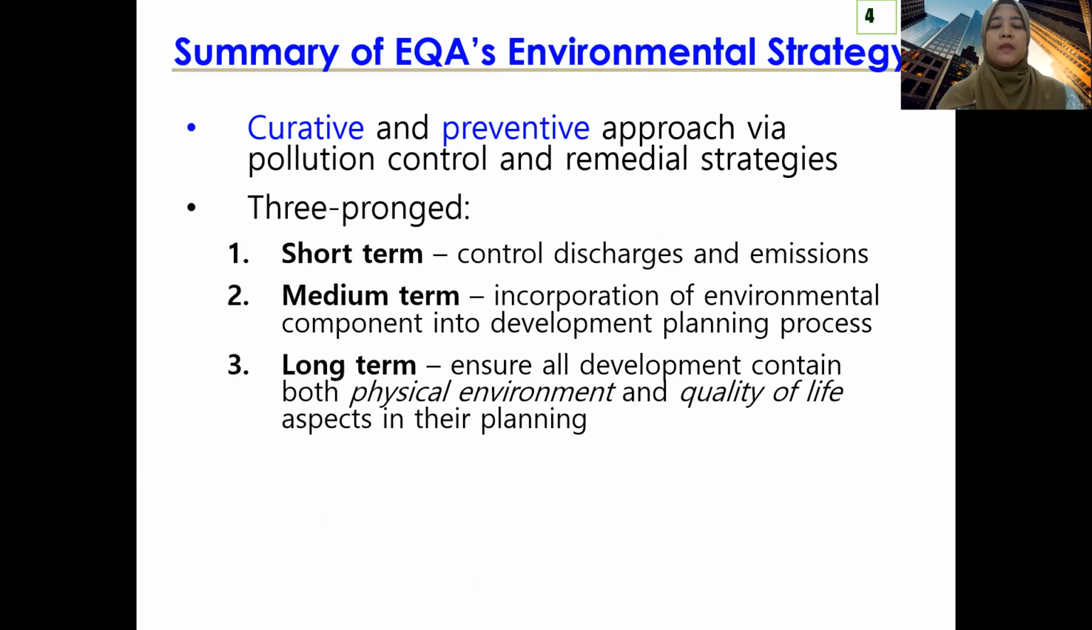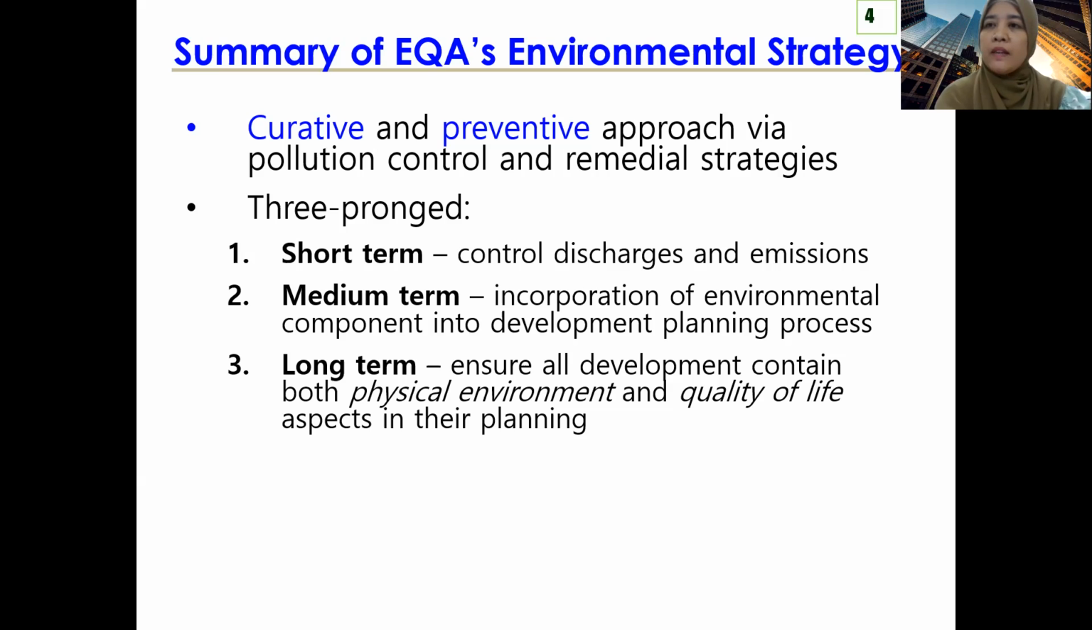So summary of EQA's environmental strategy, there are two approaches. One is curative, the other one is preventive. We haven't touched on the curative principle or curative approach. Okay? Preventive is you prevent something from occurring, right? At the beginning, or from the start, we try to avoid damaging the environment, avoiding pollution from happening, preventive.